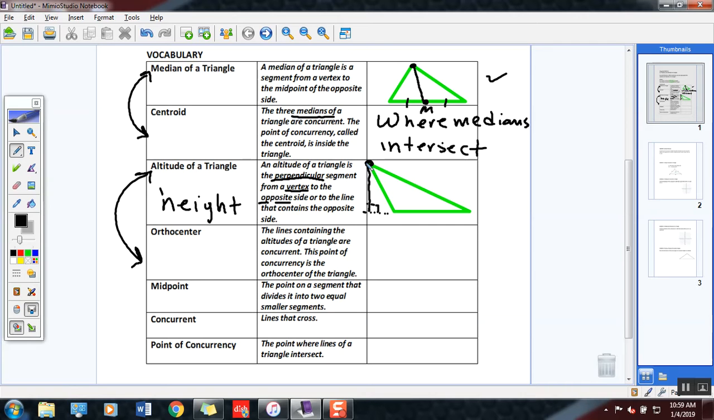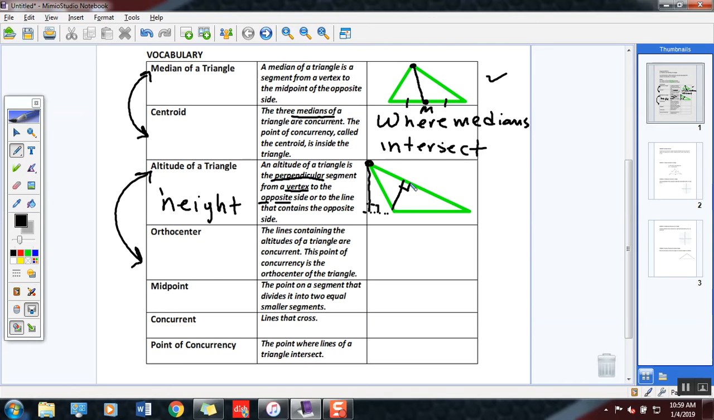No. Okay, another one might look like this, kids. It might go from here straight out to here. That's an altitude, because from this vertex to the opposite side, what angle am I forming? 90 degrees. So altitude is like a height. It's like a base and a height that we're comparing.